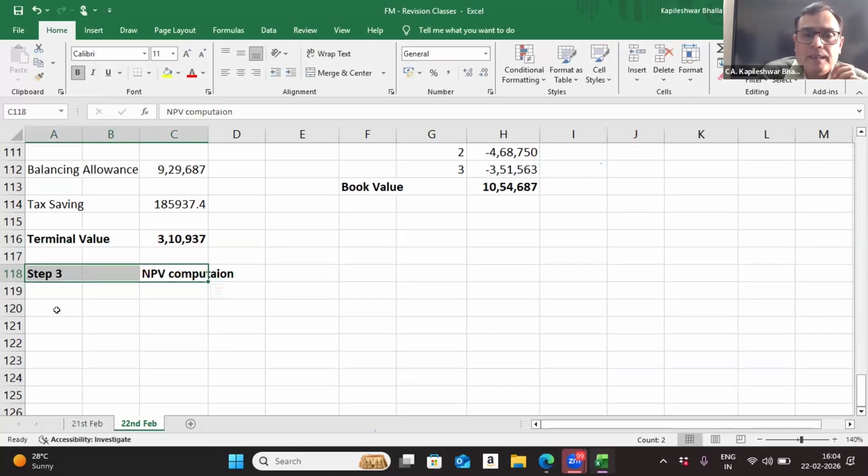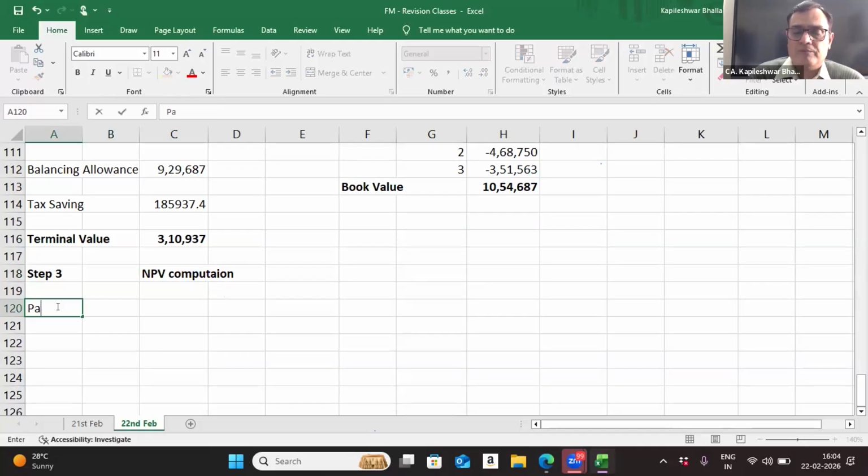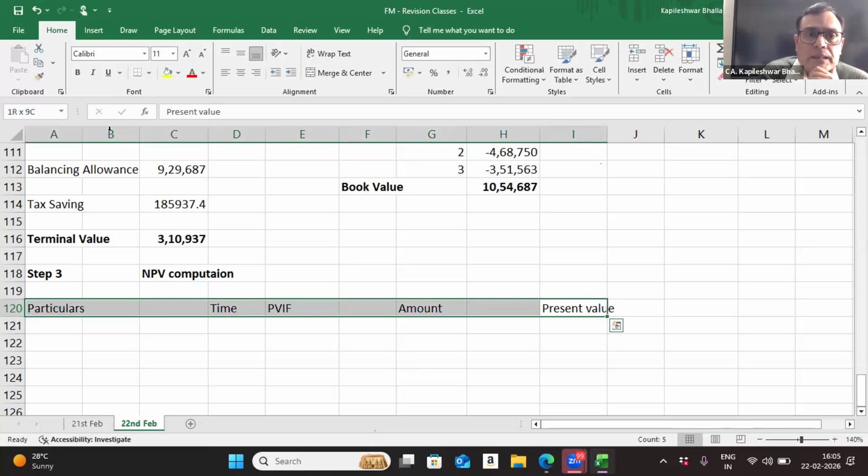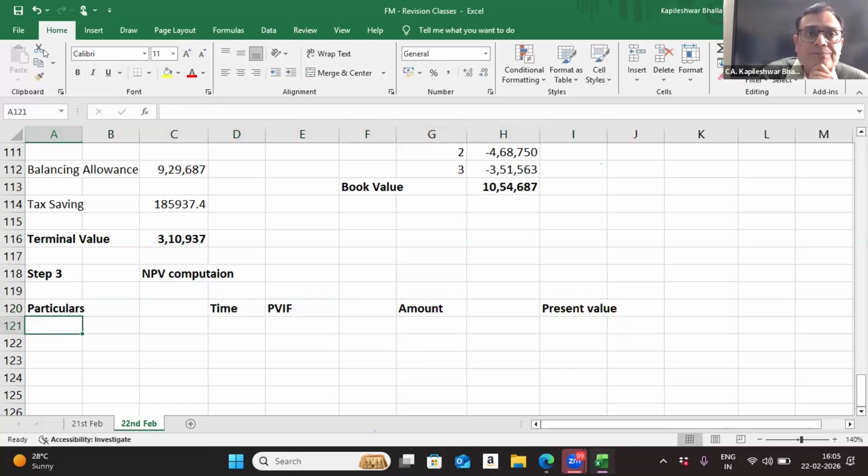So I think let's now organize the cash outflows and all. We'll take some fixed columns: particulars, then time, then PVIF, then we consider the amount, and then we consider the present value. Now we'll just organize the inflows, outflows, and get the NPV statement.